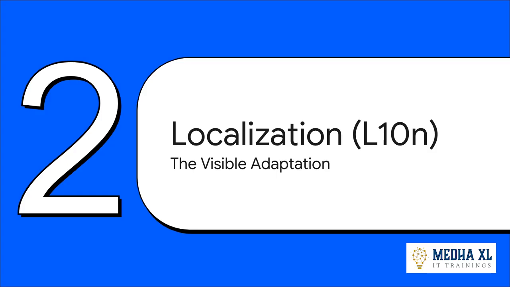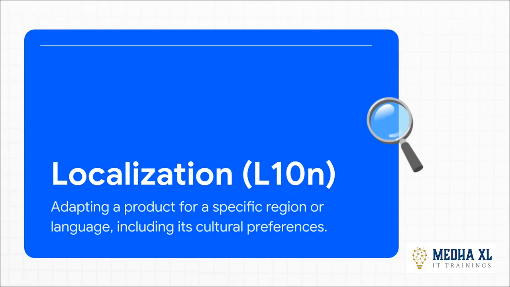Okay, first up is localization. This is the visible side of the coin. All those changes we just saw, the currency, the dates, that is localization in action right there on your screen. So what is it? Localization, and you'll often see it shortened to L10n because there are 10 letters between the L and the N, is all about adapting an app so it feels like it belongs. It's how a company makes sure their product doesn't just work in a new country, but actually feels right by changing the language, the visuals, even the layout to fit what local people expect.